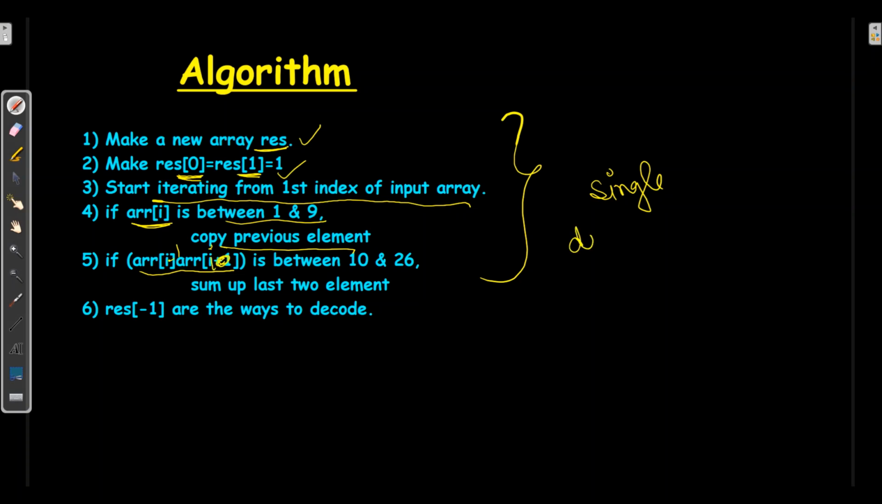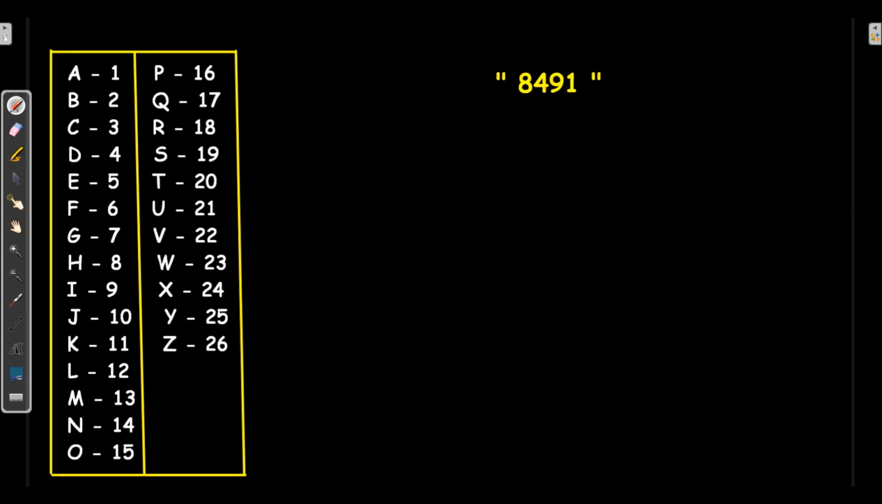For a double digit, if it lies between 10 and 26, sum up the last two elements, and the last element of our resulting array will be the ways to decode. Let's understand this with one more example.